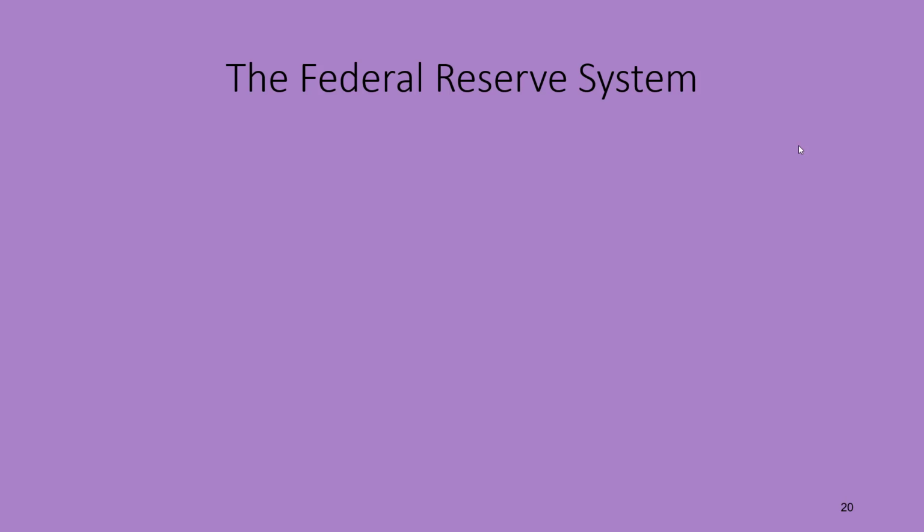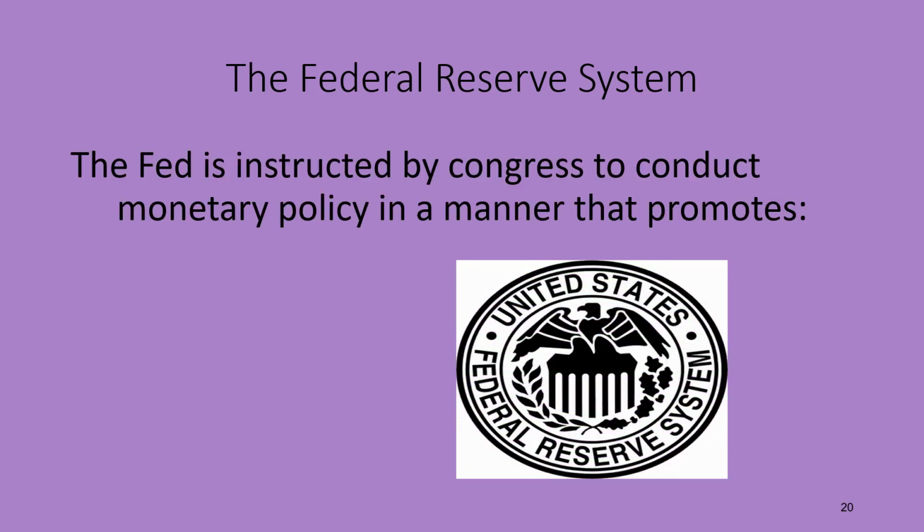So now we're going to talk about in this chapter the Federal Reserve System and how it conducts monetary policy. So with that in mind, the Federal Reserve System here in the United States, or the Fed, is the name of the central bank, and it is instructed by Congress to conduct monetary policy in a manner that promotes two things. So again, when we talk about the Federal Reserve System, it sounds like it's a government entity because of the word federal, but it's kind of a private organization, but does have a lot of interaction with the government, and is instructed by the government to do two things. Unfortunately, these two things often conflict with one another.